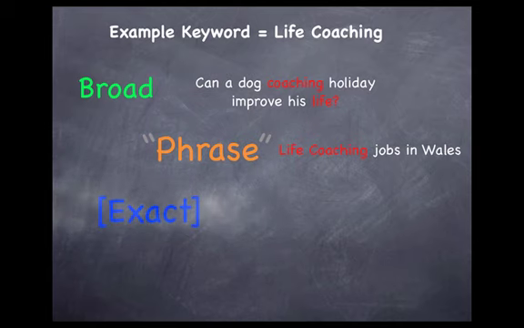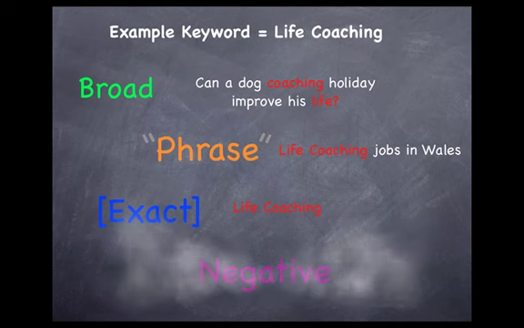The next is quite self-explanatory, exact match. We're saying someone has to type the exact two words in and nothing else. So with that phrase match, if we were building our life coaching practice and someone typed in life coaching jobs in Wales, we actually don't want that person because they're looking for a job and we're actually looking for clients.